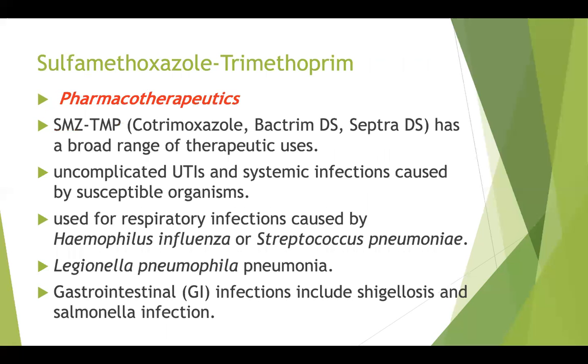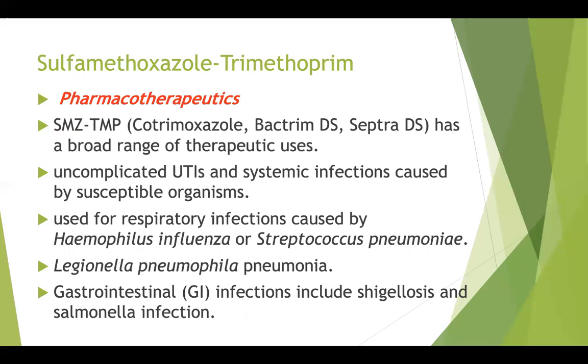Okay. So for the pharmacotherapeutics, we have the brand name, which is a very common one, cotrimoxazole. Okay, so we also have Bactrim DS, and we have Septra DS. So it has a broad spectrum range of therapeutic uses. Okay, but the most common one that I have seen in the Philippines and until here in Oman is cotrimoxazole. It is used in uncomplicated UTIs and systemic infections caused by susceptible microorganisms. So these are the first line of medications used to treat UTIs.